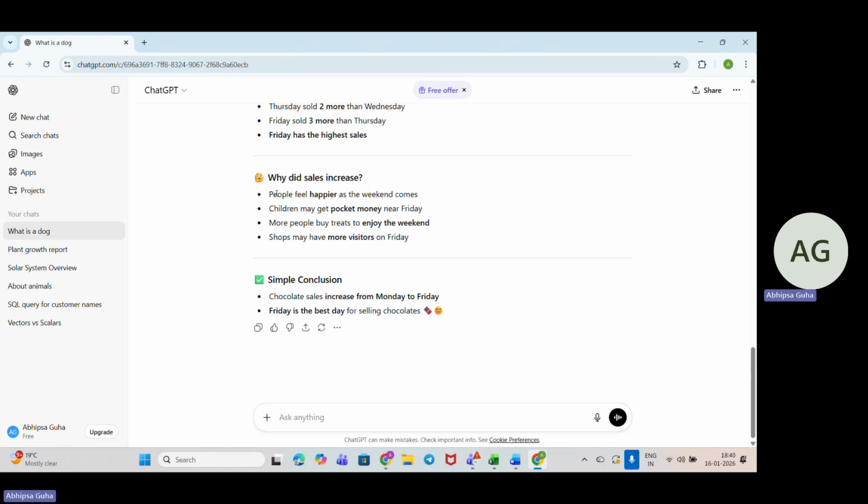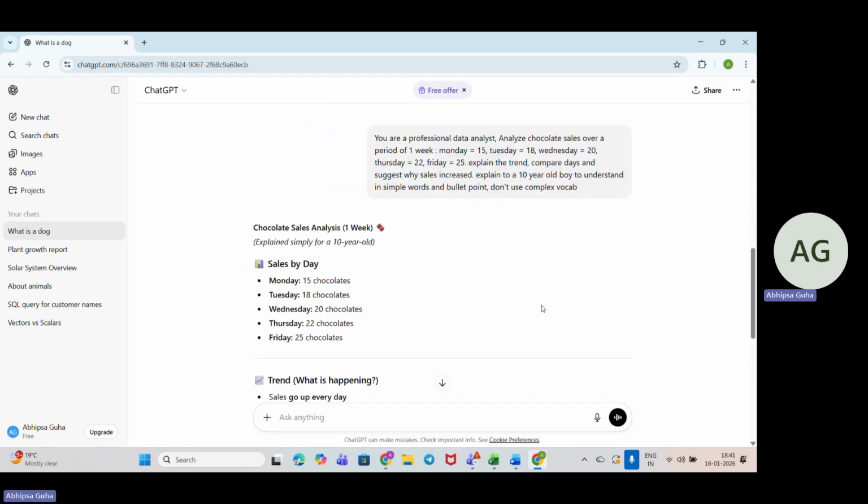Why did the sales increase? People feel happier as the weekend comes. Children may get pocket money near Friday. More people buy treats to enjoy the weekend. The shop may have more visitors on Friday. So the simple conclusion is that chocolate sales increase from Monday to Friday. Friday is the best day for selling chocolate. So you can understand this is how the analysis can be taken further with the help of generative AI. This is the use of generative AI in case of analytics.